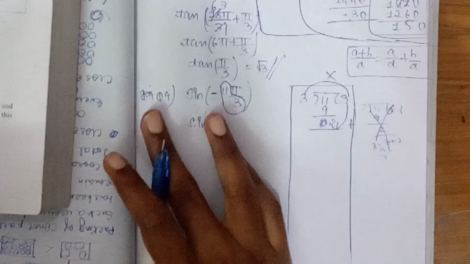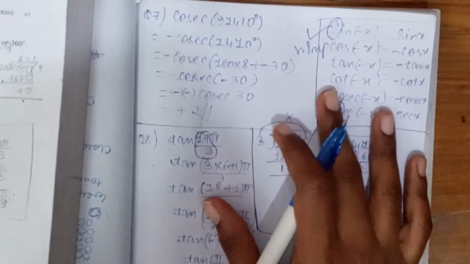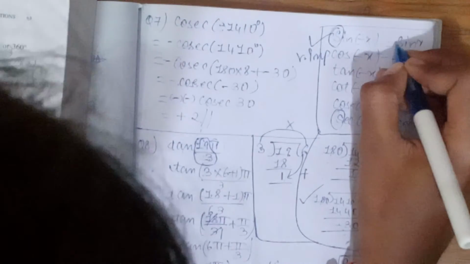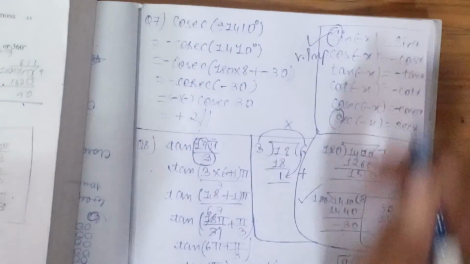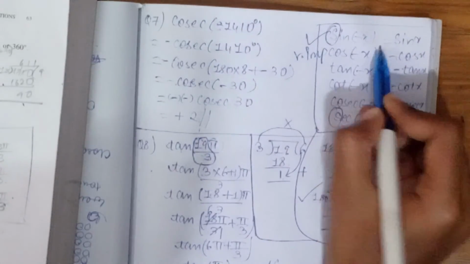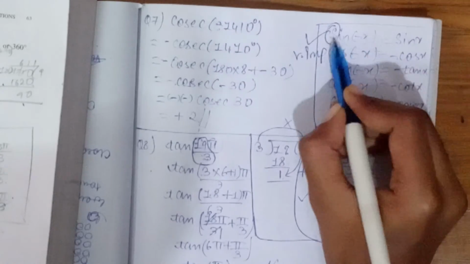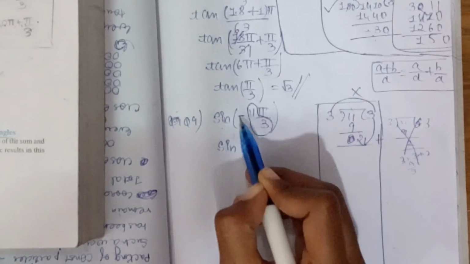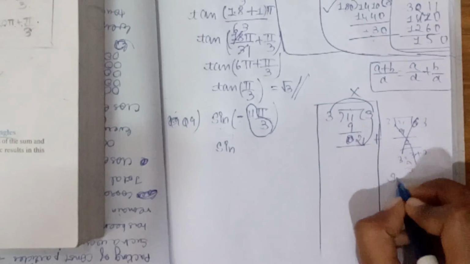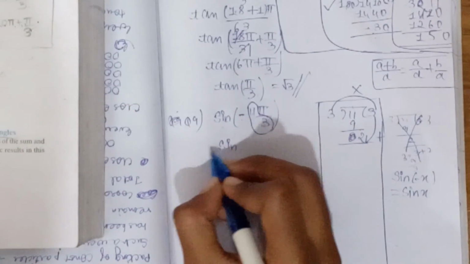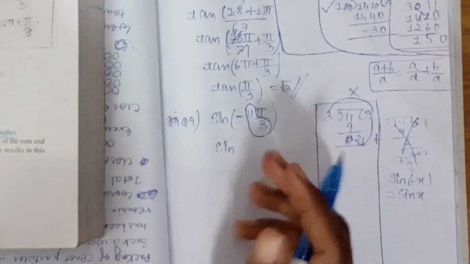What I said just now in the questions: if a minus is coming, sine of minus x, you have to write plus sine x. In the same way, in this question, sine of minus 11 pi by 3, the whole thing is x. So whenever sine of minus x comes, you have to write sine x. In this question there is no need to write the minus as we wrote in the 7th question.